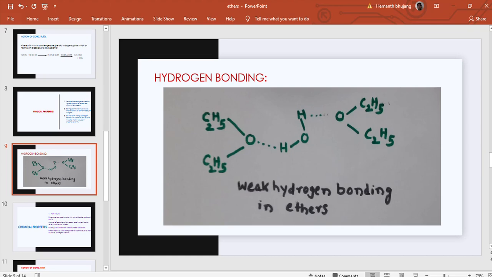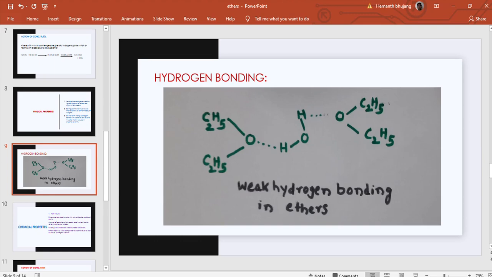So in this structure we can see there is hydrogen bond formation between ethers and water molecules, but the hydrogen bond strength is very less. If the strength of the bond is more, then we can expect more solubility in water. But as the strength of the hydrogen bond is very weak, they are less soluble in water. So with this diagram, with this weak interaction, one can say that ether solubility is less. Though no doubt they form hydrogen bonds with water, the strength is very, very weak. That's why their solubility is less.